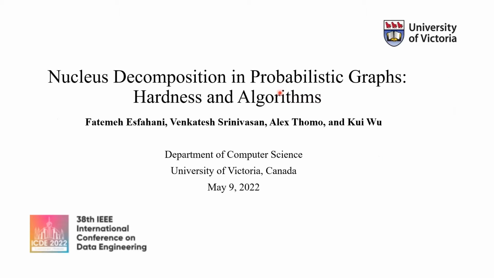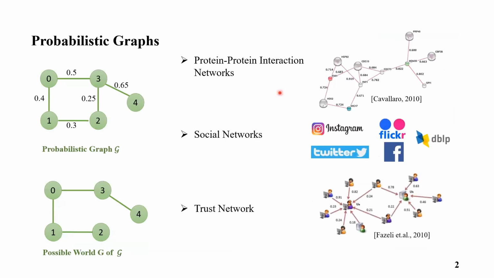I'm presenting our paper which is about nucleus decomposition in probabilistic graphs. Probabilistic graphs are graphs in which each edge has a probability of existence independent of other edges in the graph. These graphs arise in many applications such as biological, social, and trust networks.